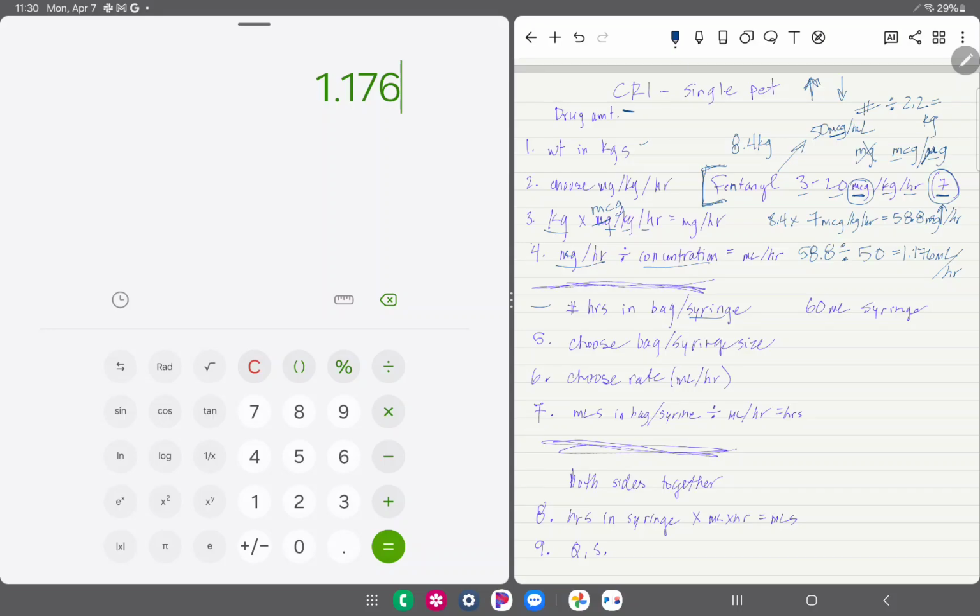So how many hours are in that syringe? Well, I have to choose the size of my bag, or in this case, the syringe. I'll pick a 60 mil. And then what rate do I want that at? What rate would I like that at? So for this animal, I figure, what if we just do 5 mil per hour? Because that's a pretty tiny dose when it comes to giving the fentanyl, and it should not interfere with maintenance.